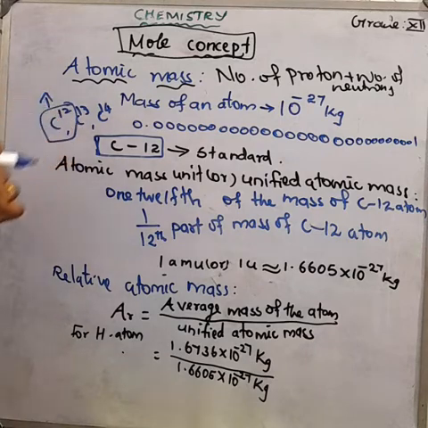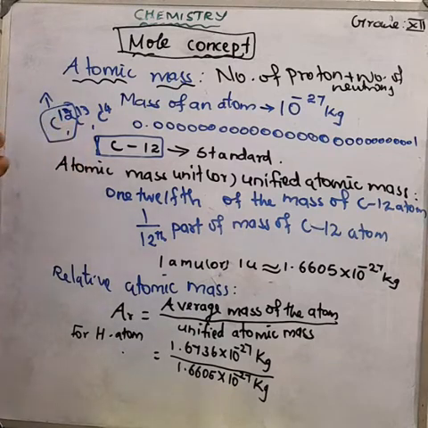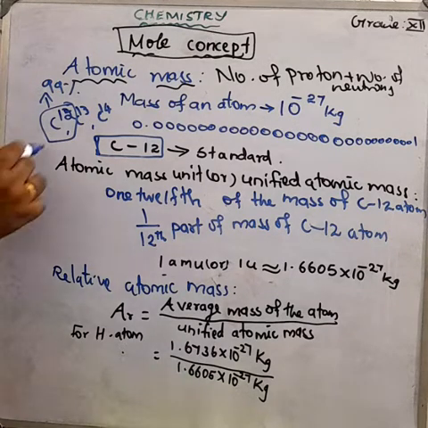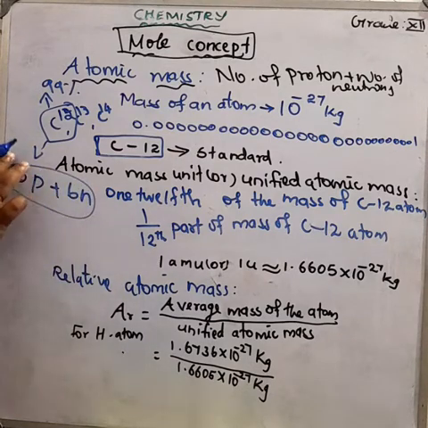Carbon 12 is present about 99% in the earth's crust. So it is the most probable element, and also carbon can easily react with other elements. Carbon 12 means 6 protons and 6 neutrons. For this reason scientists took carbon 12 as the standard, and they relate the masses of other atoms with the carbon 12 atom.